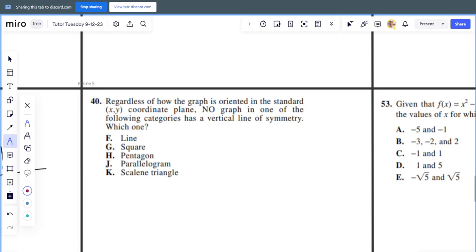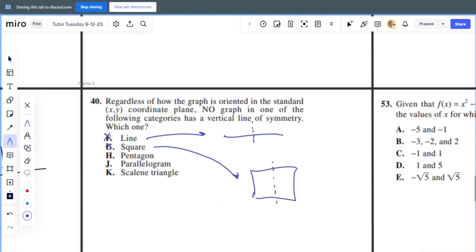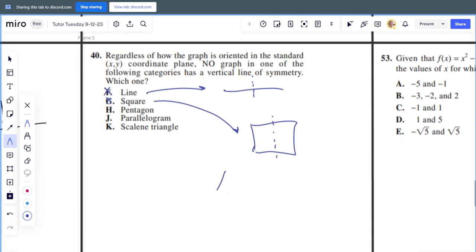Everything here is symmetrical or has a vertical line of symmetry except for one. We can even do this case by case. Line: a line has a vertical line of symmetry, so we could rule out line. Square has a vertical line of symmetry down the middle, so we could rule that out. Pentagon: you could orient a regular pentagon, or even a non-regular pentagon, so that it has a vertical line of symmetry right there.